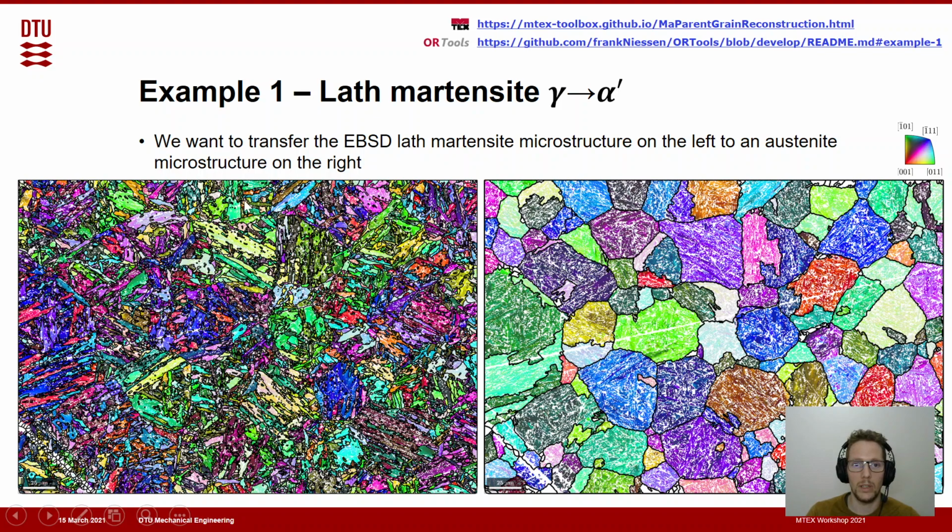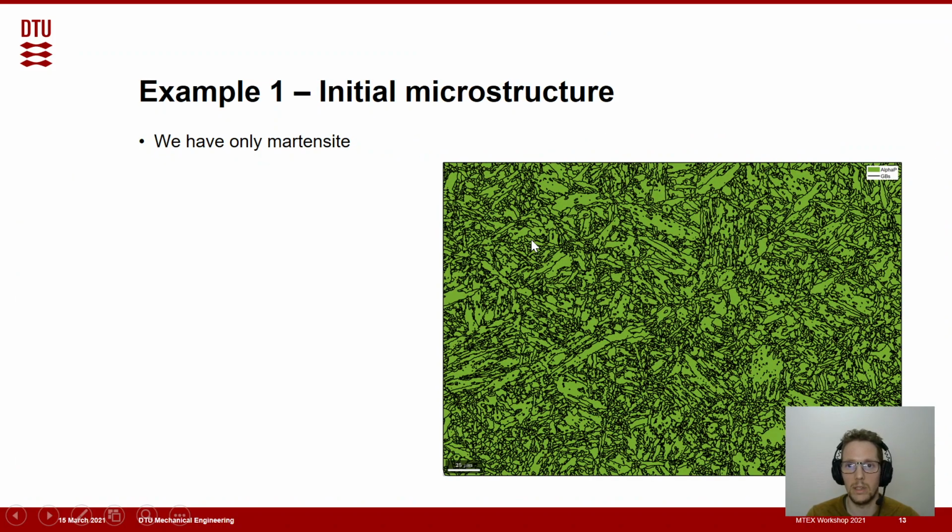So we have this microstructure here on the left side, which is a martensitic microstructure, obviously in steel. And we want to transfer this EBSD lath martensite microstructure on the left to an austenite microstructure on the right side. So this will be our end result. And I'm going to guide you now through how this can be done.